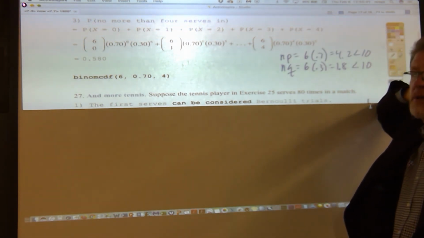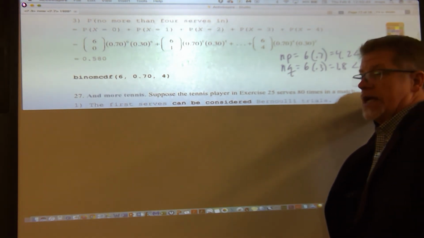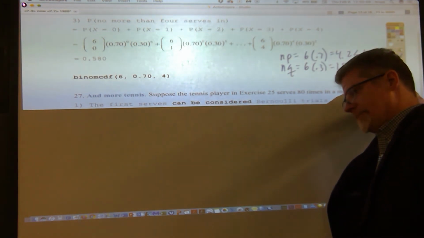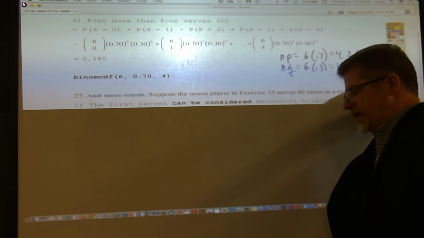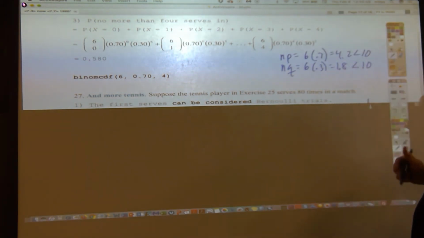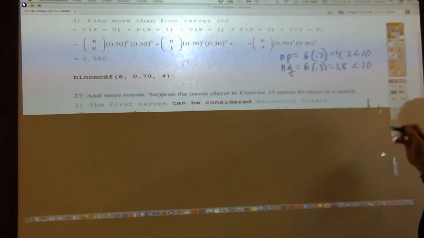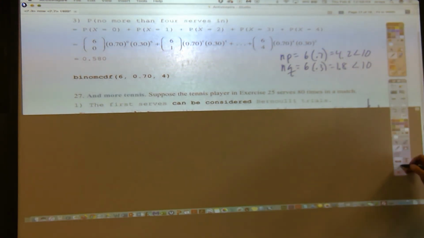So we're going to be able to use a normal model approximation here. Student: If just one of them is above 10 and the other's not, it's not viable? It's not viable. Both np and nq have got to be greater than 10 to use a normal model. It's a good discussion, and I want to make sure that got on the video.